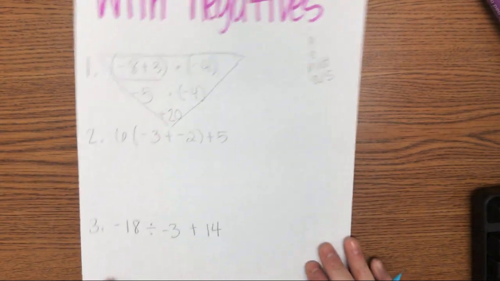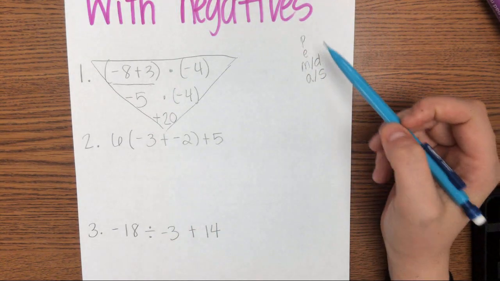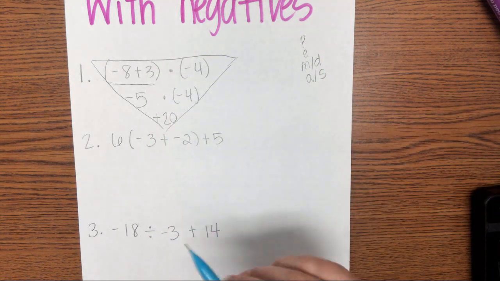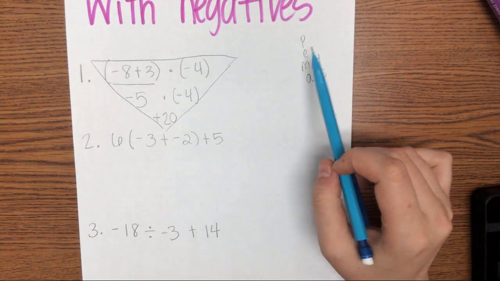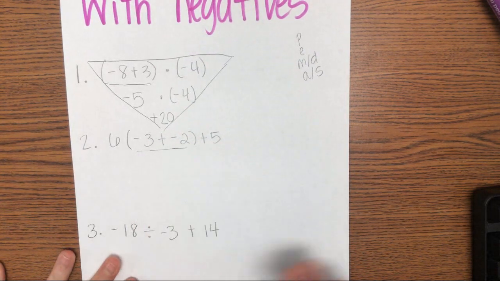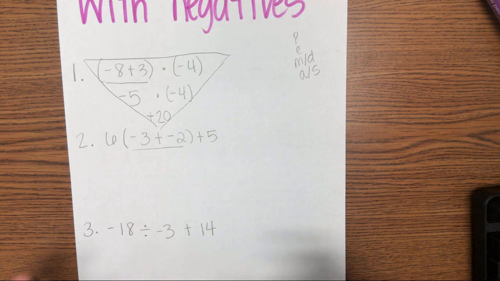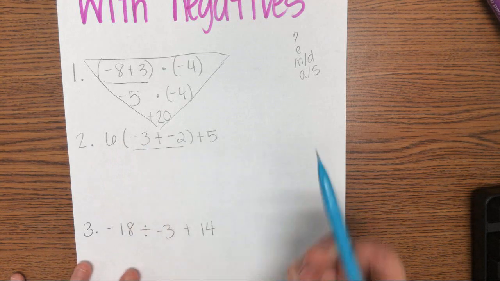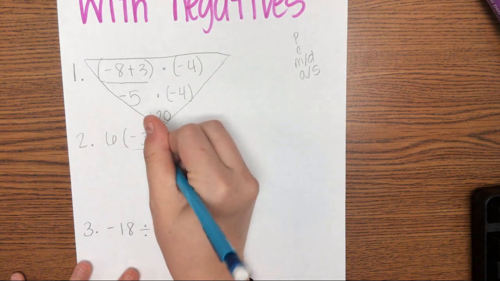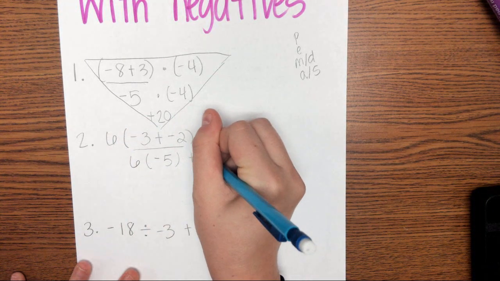Alright, we're going to go ahead and move on to number 2. And number 2 can be done in two different ways. We're going to do the standard way first using order of operations, and then I'm going to show you something else. Alright, so we're going to start with our parentheses. And in our parentheses, we have negative 3 plus negative 2. And when we're adding two negatives, we get more negative. So negative 3 and negative 2 together make negative 5. Then I'm going to go ahead and bring down everything else from the problem.